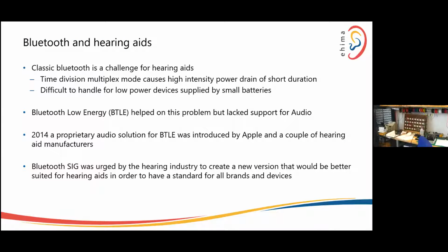A few comments about Bluetooth and hearing aids. Classic Bluetooth is quite a challenge for hearing aids because the time division multiplex mode that it works in causes very short but very high power drain episodes, which is tough to handle for the batteries used in hearing aids. So for many years it was seen as an interesting opportunity, but not a realistic one.